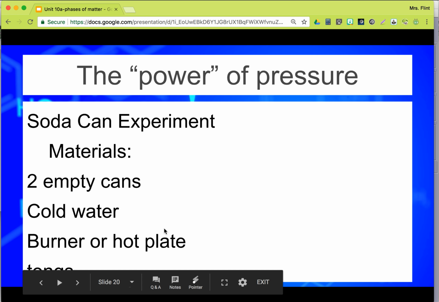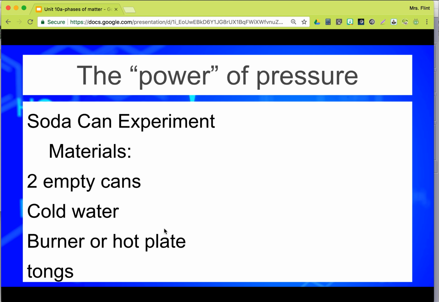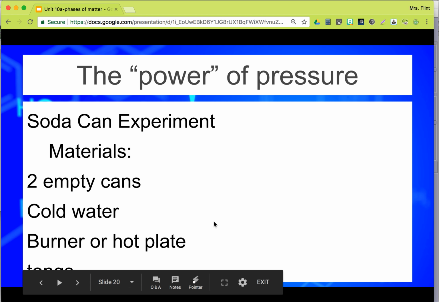In class, we're going to do the power of pressure experiment, where we're going to be looking at the power of atmospheric pressure on 2 empty Coca-Cola cans, cold water. We'll use a burner and a hot plate and some tongs.